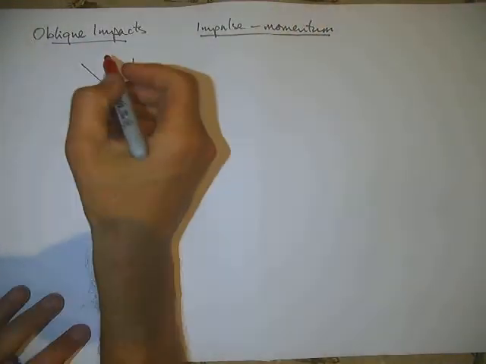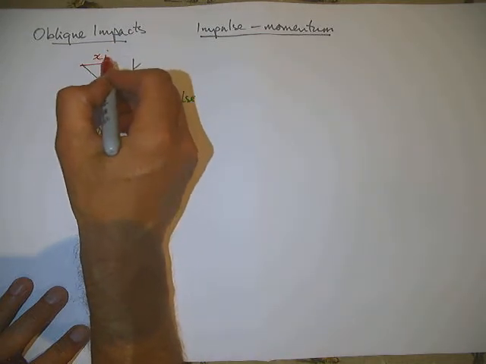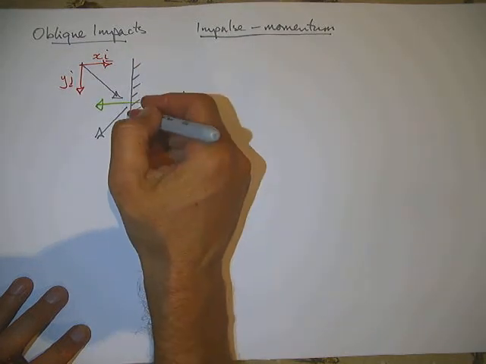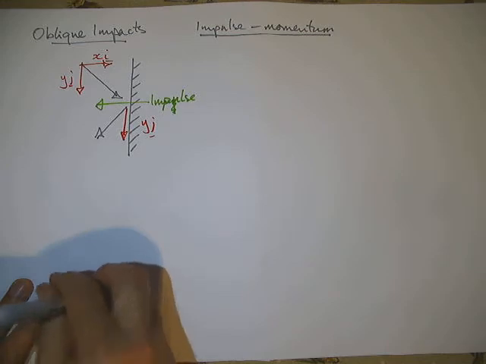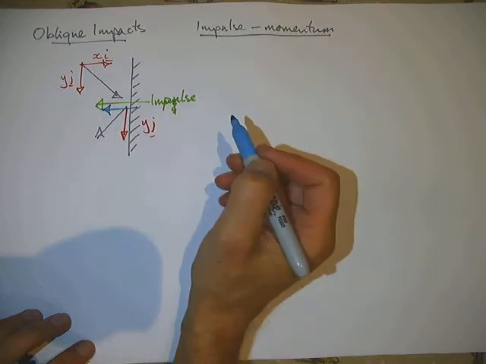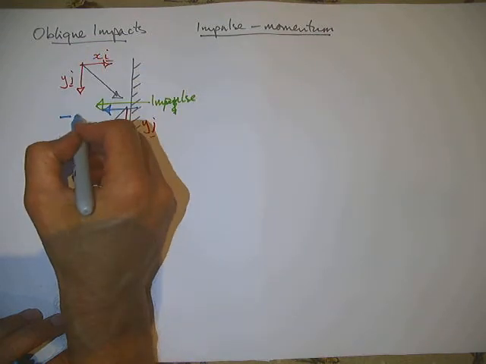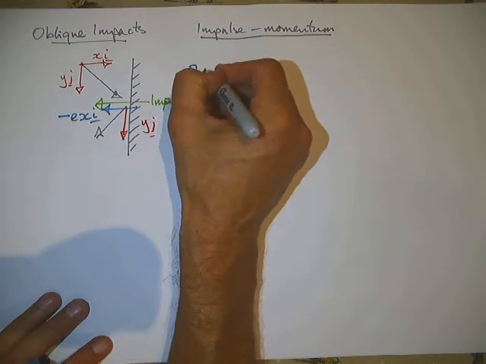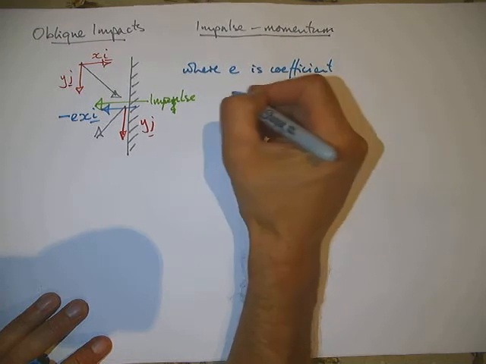So if an object has these two components of velocity, after the collision, this one will be unchanged, and the other one, this one, will be in the opposite sense to that, and it will also be that multiplied by E, the coefficient of restitution, where E is coefficient of restitution.